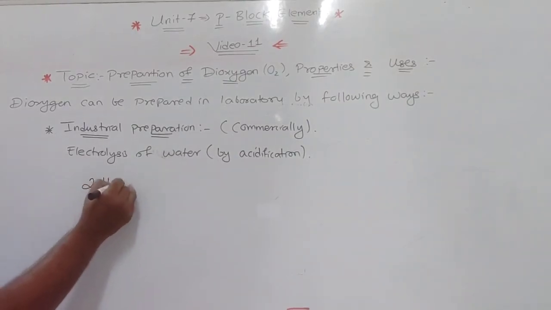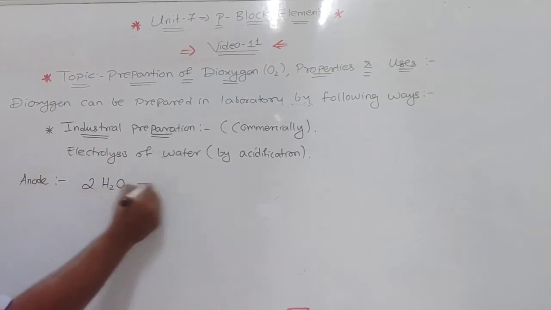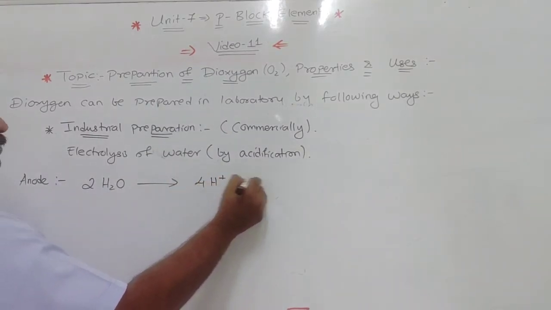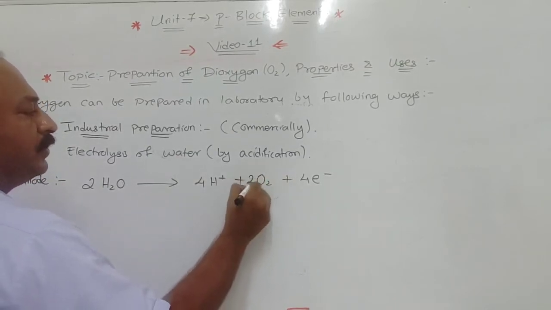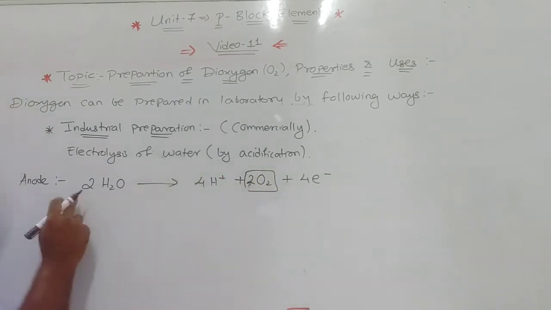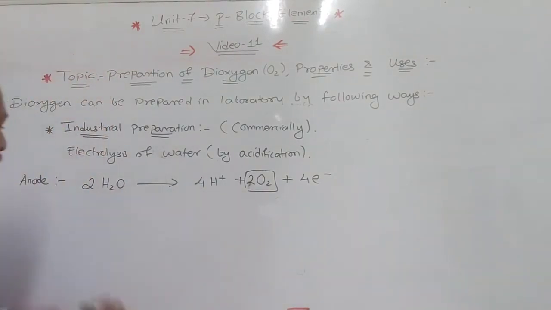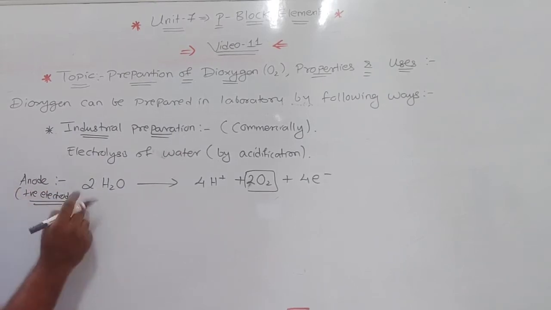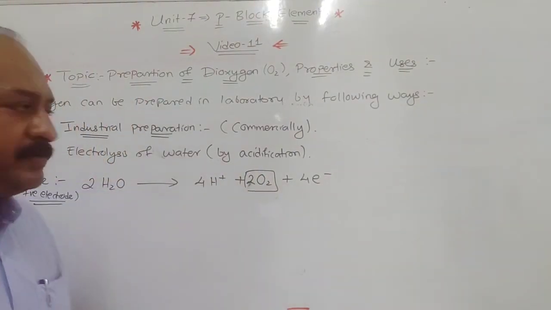This is the simple reaction at the anode, because when we say electrolysis, two reactions take place, at the anode and at the cathode. At the anode this reaction will take place: 2H2O gives 4H+ plus O2 plus 4e-. So this is the oxygen by electrolysis. At the anode oxygen is produced. Why? Because oxygen is electronegative and the anode is the positive electrode. So oxygen is liberated at the positive electrode because it is electronegative. Understood this part? So this is one preparation.